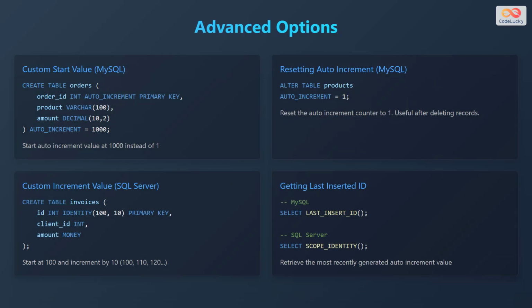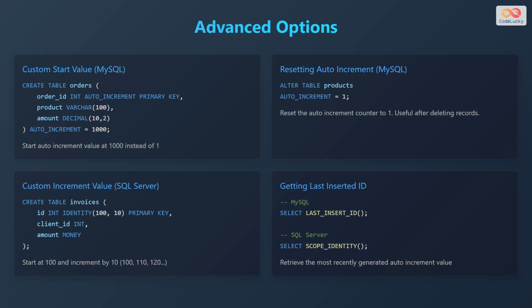Let's explore some advanced options for auto increment. In MySQL, you can customize the starting value of an auto increment column. Here's how you can start the auto increment value at 1000 instead of 1. In MySQL, you can also reset the auto increment counter to 1. Here's the syntax for resetting the auto increment counter after deleting records.